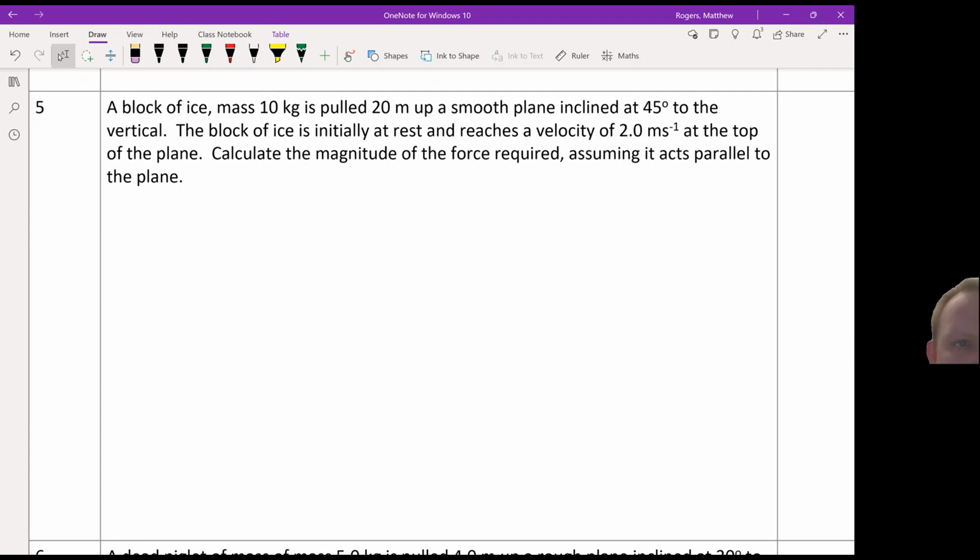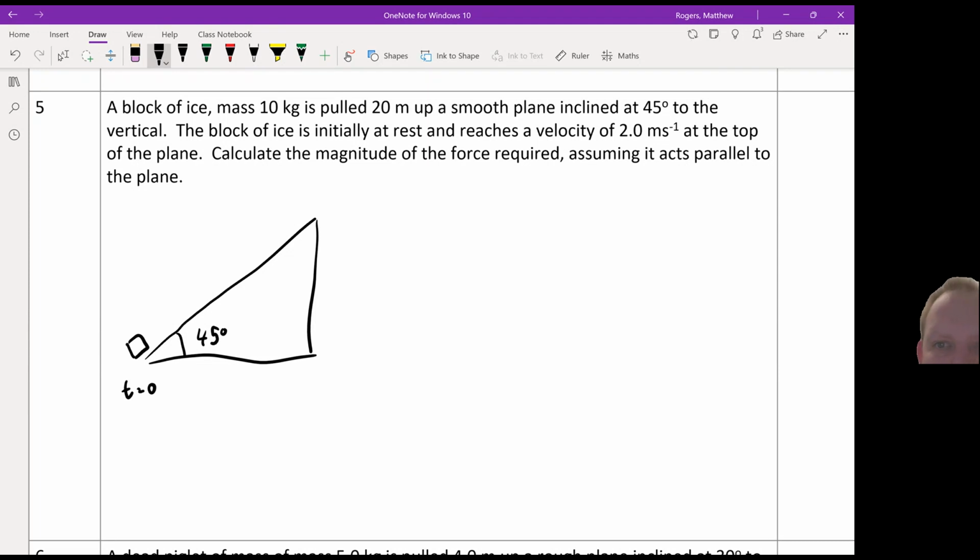So, as ever on these, I think it's helpful to draw a diagram. Hopefully the previous questions are going to help us answer this one, where we have to do a bit more. We've got a block of ice that at time 0 is at the bottom. It's initially at rest, so we might record that down here. And it's got a mass of 10 kg. It's pulled 20 meters, so this distance here is 20 meters up. When it gets to the top, it's traveling with a speed v equal to 2.0 meters per second.